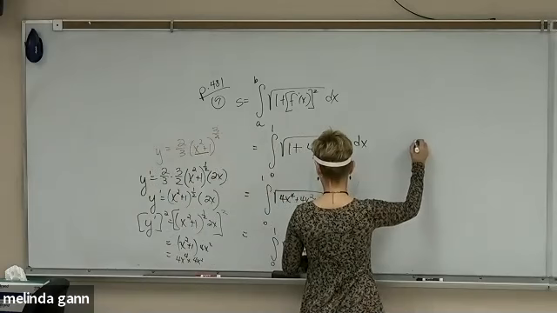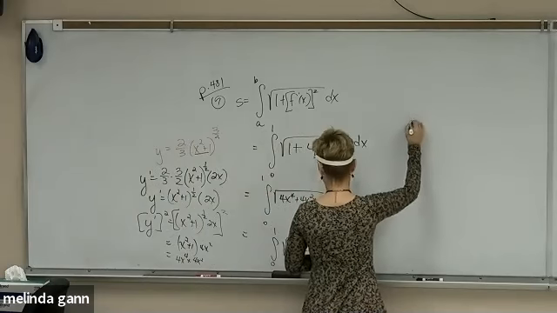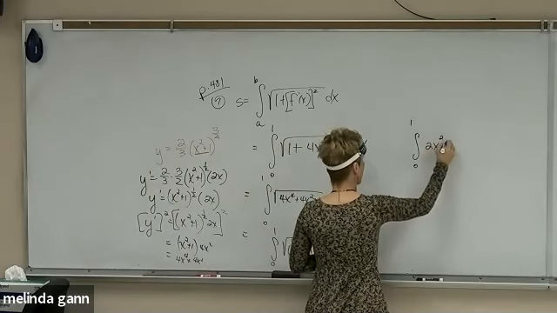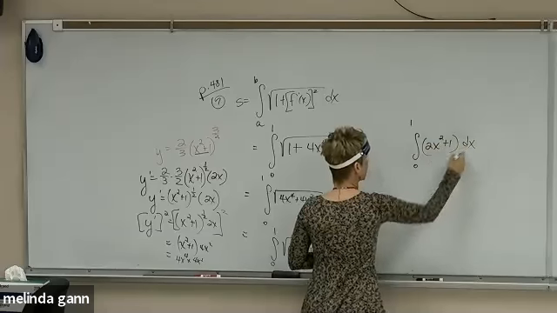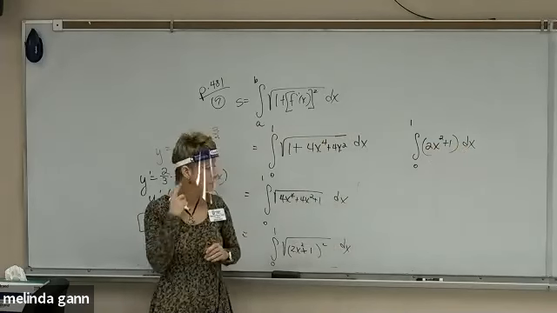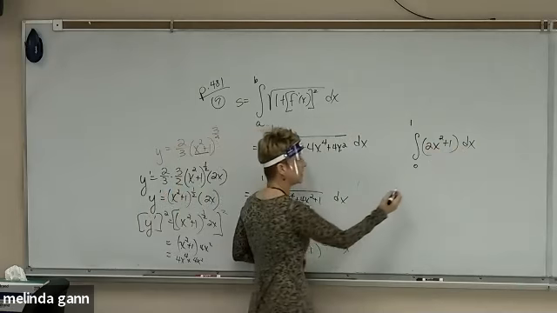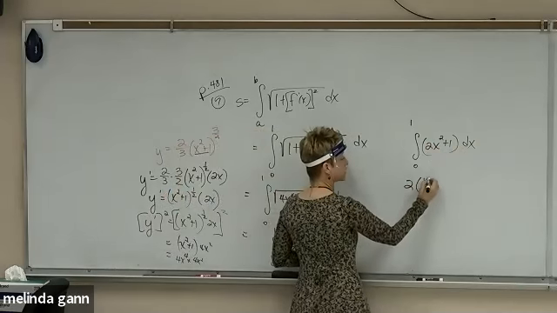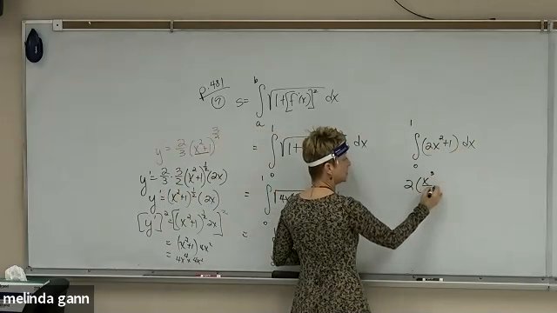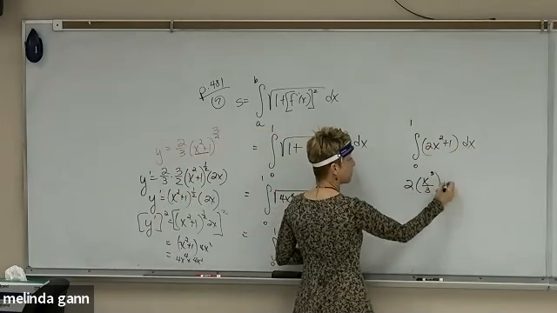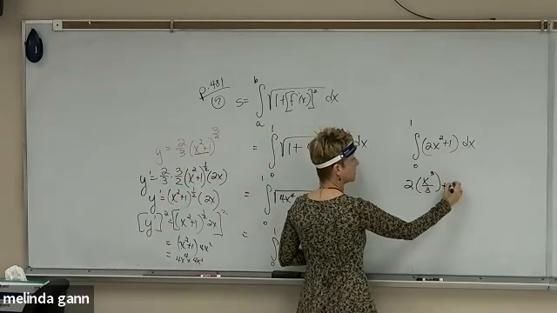So I'm integrating from 0 to 1, and I've got 2x squared plus 1 dx. So what happens when I integrate 2x squared? I'm going to get 2. What happens with x squared? I get x what? Cubed over 3. What happens when you integrate 1? You get a what? An x.